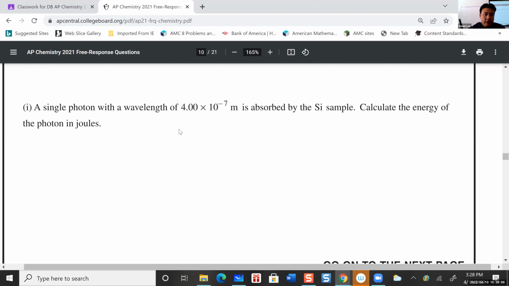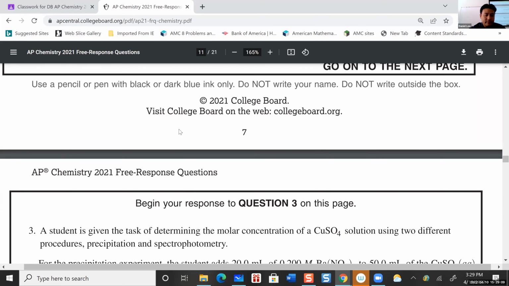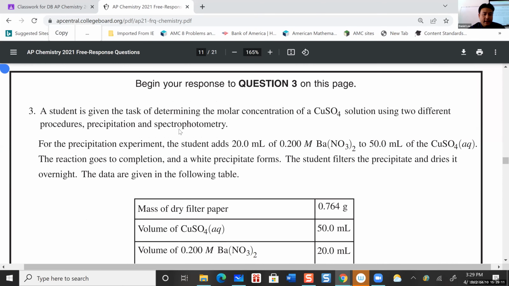If you know wavelength, you know frequency, you know energy. You just have to know one of them. They give you wavelength, you can find energy and frequency. They give you energy, you can find wavelength and frequency. They give you any one of those three, the others are redundant information. You can find the other ones. Okay, that was number two.